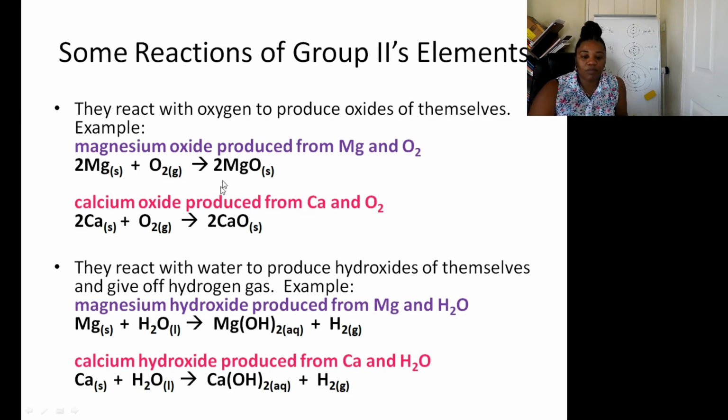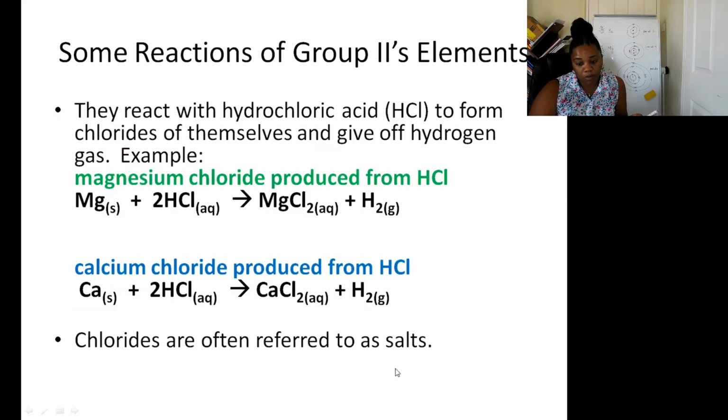So magnesium plus oxygen will give you magnesium oxide. And you would have been hearing me talking about oxides. That's what it means. A metal reacting with oxygen to give a metal oxide. So it's magnesium oxide. And we have calcium reacting with oxygen to give calcium oxide. And then we have here metals reacting with water to produce hydroxides of themselves and hydrogen gas. And we also see it with calcium. Okay?